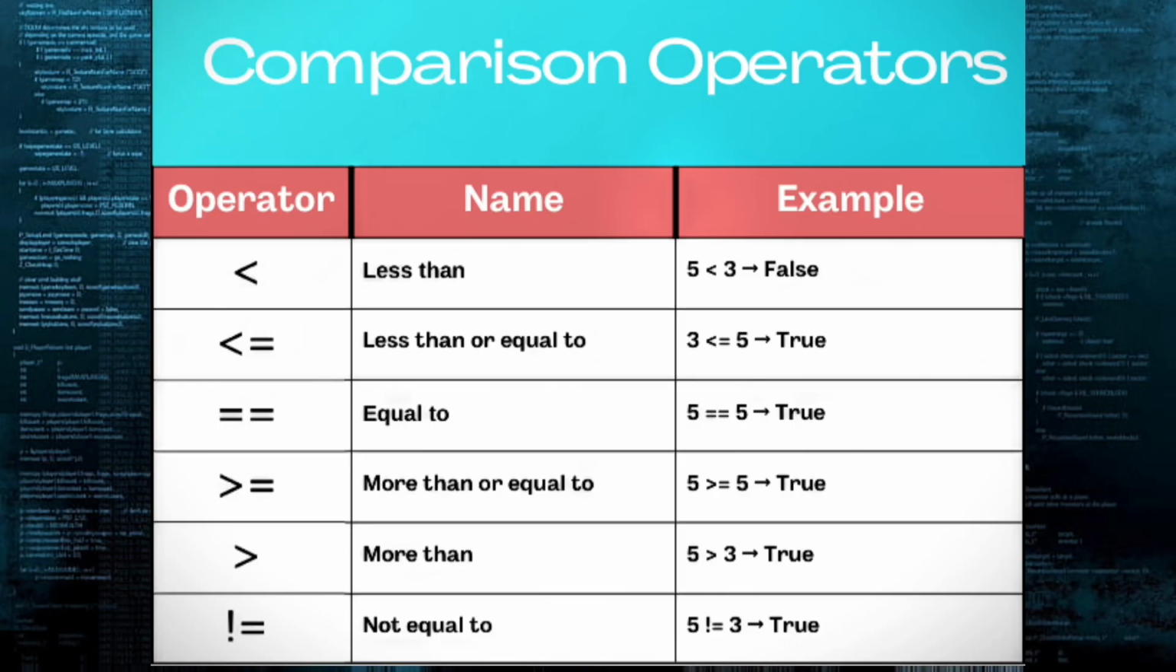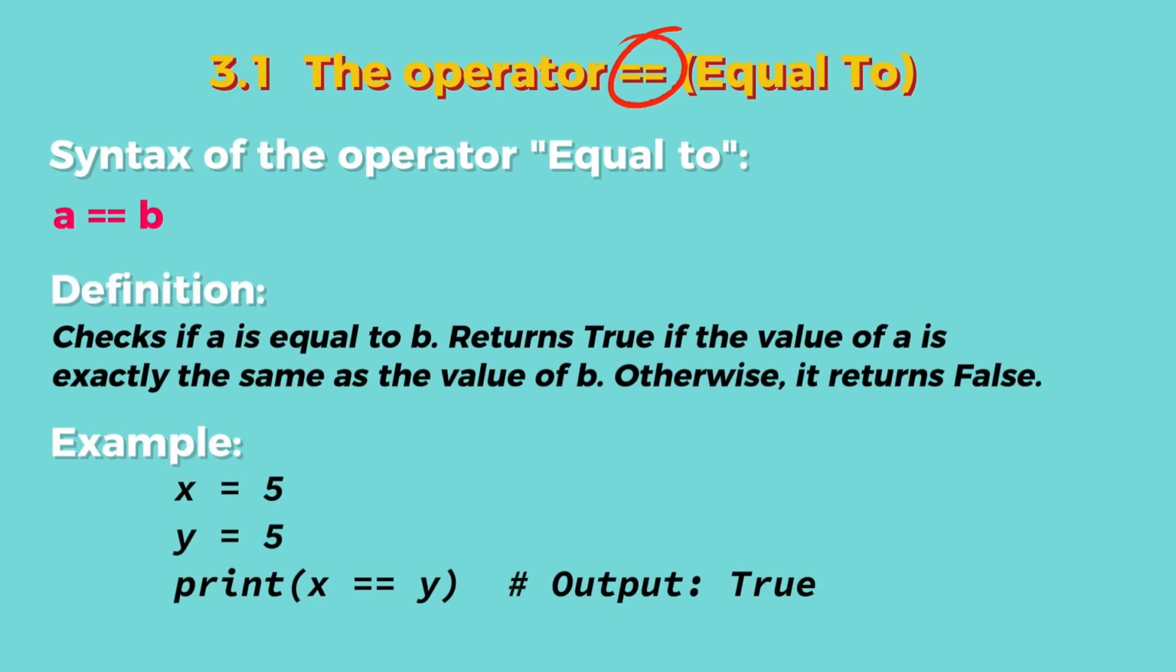Now let's take a look at Python's comparison operators. Let's start with the equal to operator, written as equals equals. This checks if two values are exactly the same. For example, if x is 5 and y is also 5, then x equals y returns true, because both values are equal. Here's how Python runs this code.